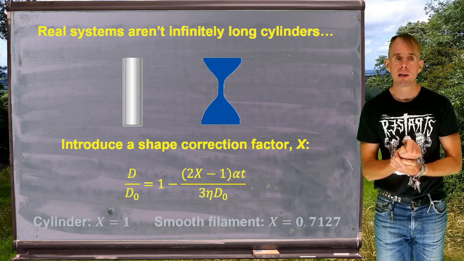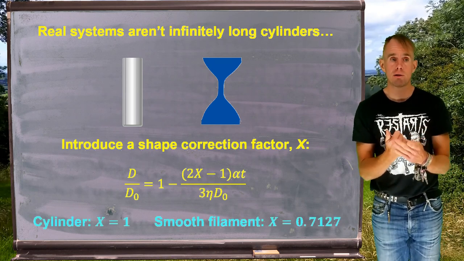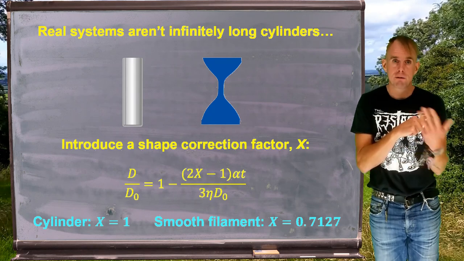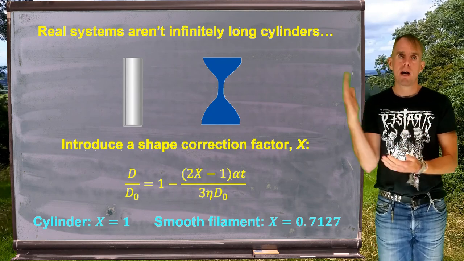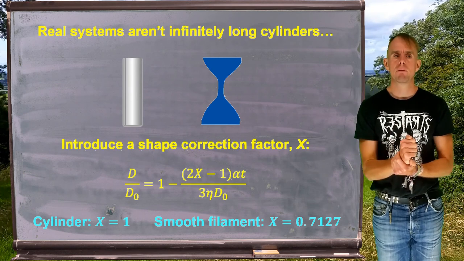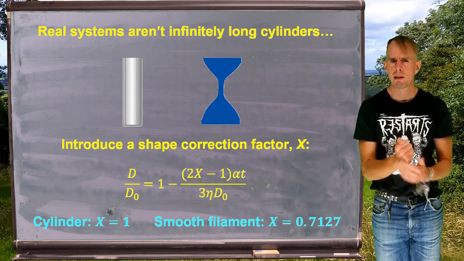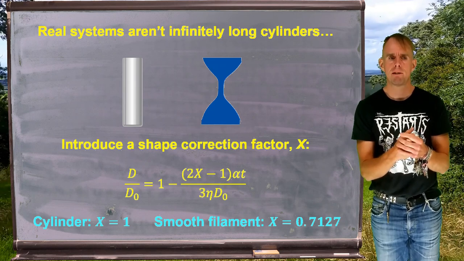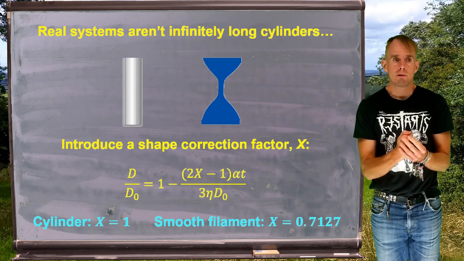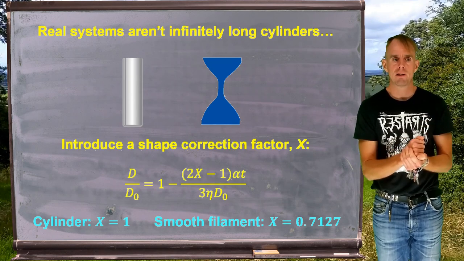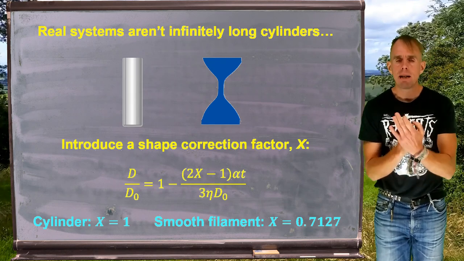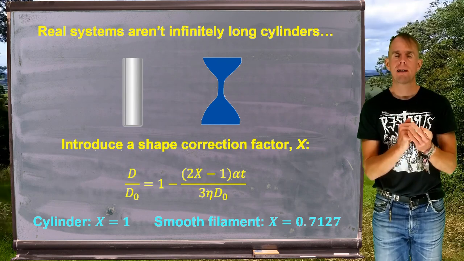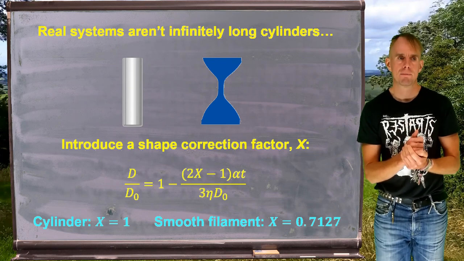Of practical use, however, are values of X for various flows. So for an infinitely long cylinder, clearly X equals 1. We get back to the relationship that we just derived. For the type of hourglass shape that we see in pretty much most practical rheological situations, X is 0.7127. That's the Eggers solution, and it comes from a fairly complex piece of analysis. So let's see how well a set of extensional rheological data can obtain material parameters.